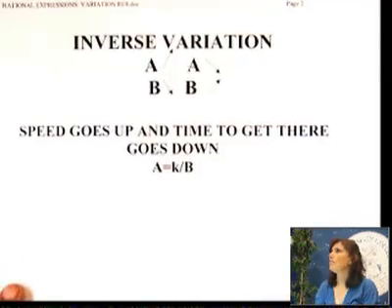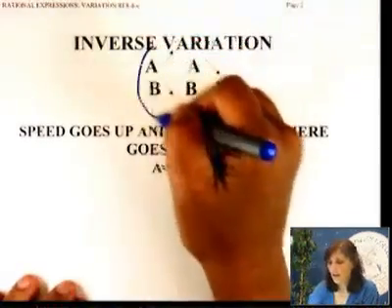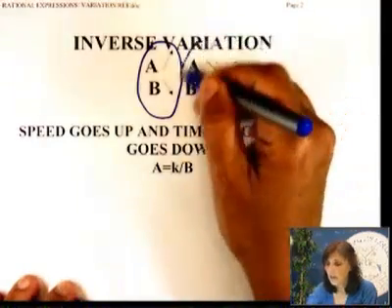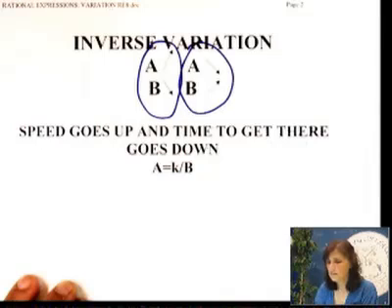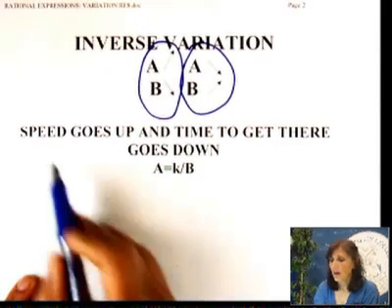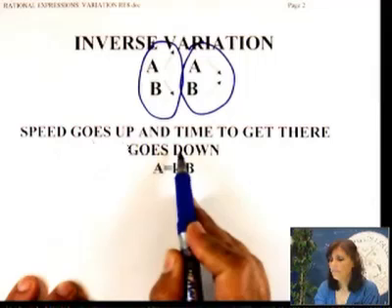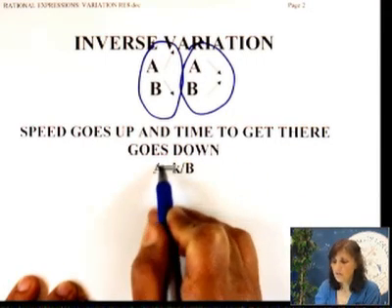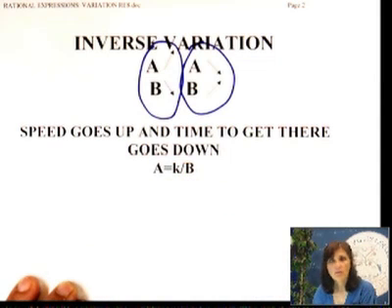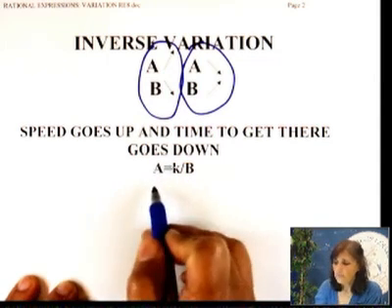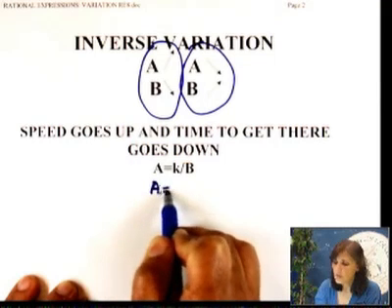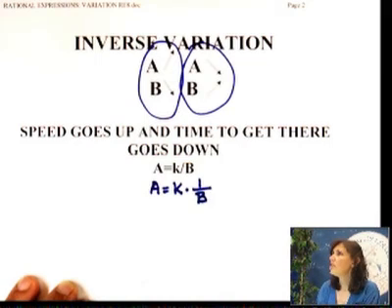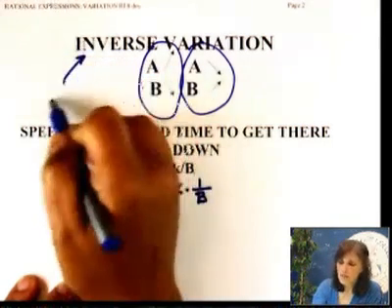Inverse variation. That happens when A increases and automatically B decreases. They are connected. Or A decreases, automatically B increases. All right, an example. When you go faster, speed goes up and the time to get there goes down. In other words, A is the speed, it goes up, and then time to get there goes down. All right? You can also write it A equals K times 1 over B. Inverse variation, sometimes they call indirect variation.